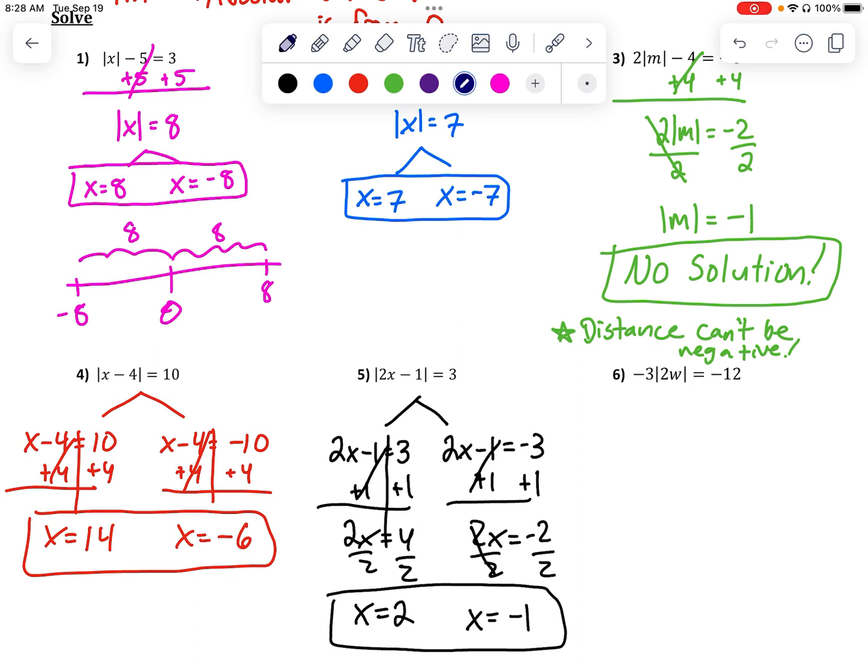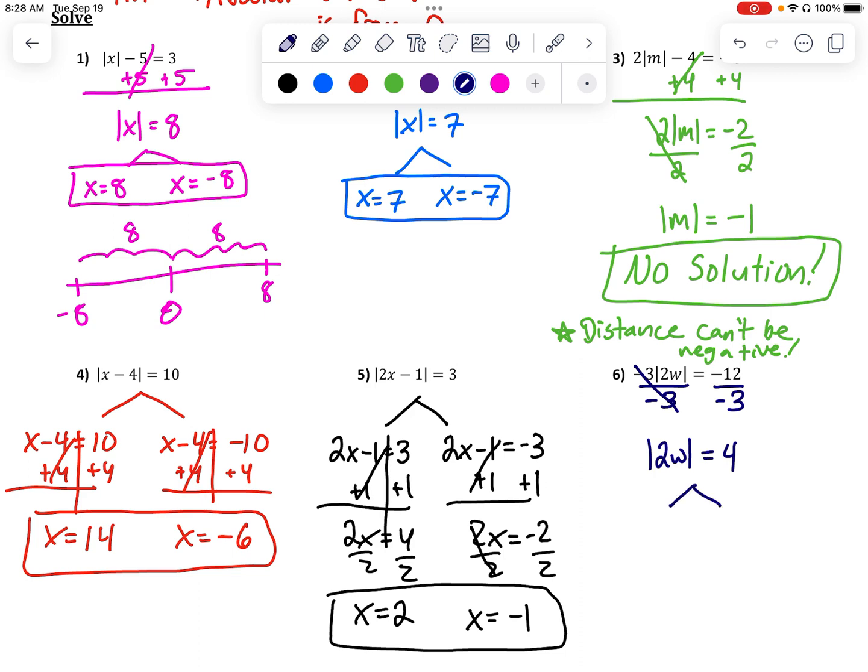Okay, on the next problem. I know that sometimes we want to distribute that negative 3. However, absolute value symbols are kind of like bars that are trapping what's inside of them, and nothing can penetrate inside. So you cannot distribute. Instead, because it's touching, we're going to do the opposite of multiplying, and we're going to divide. So we've got absolute value of 2w equals 4. Notice originally it equaled a negative, but because we divided by a negative, now it's a positive.